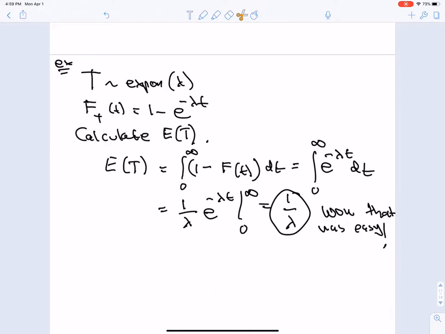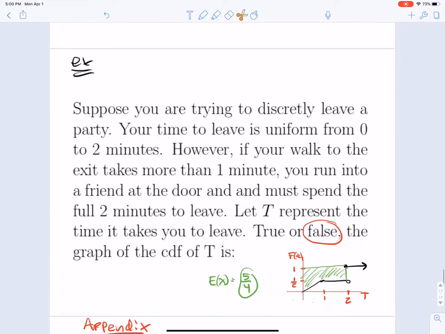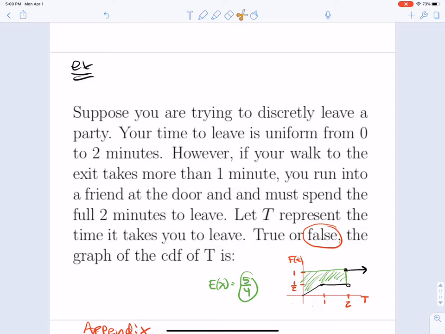So let's see an example. If t is exponential lambda, we know the CDF is 1 minus e to the minus lambda t. To calculate the expectation of t, we integrate 1 minus the CDF from 0 to infinity, and the 1's cancel, so you're just integrating e to the minus lambda t, and it turns out to be 1 over lambda, as you know it is. That was such an easy calculation, much easier than what we had done before to derive this. As another application, for this problem, to find the expected time it takes to leave the party, you would just find the area between 1 and the CDF. We know what the CDF looks like, and you can see that the area is 5 over 4.